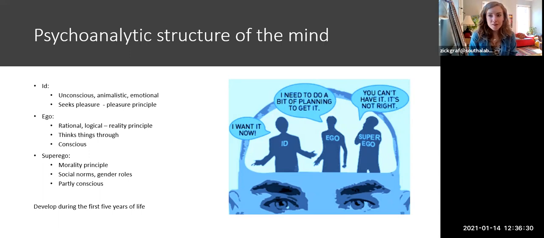The last part of the brain that Freud thought developed was the superego, which is the part of our brain that can engage in moral reasoning.